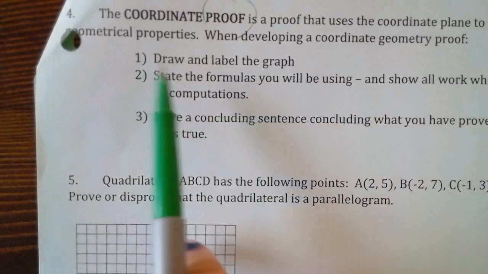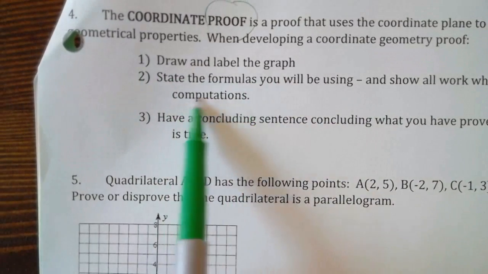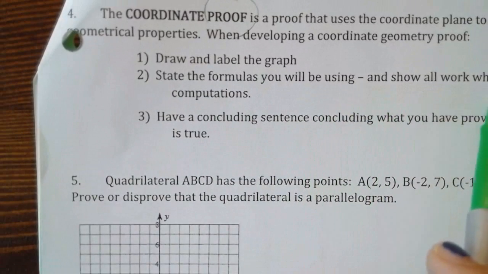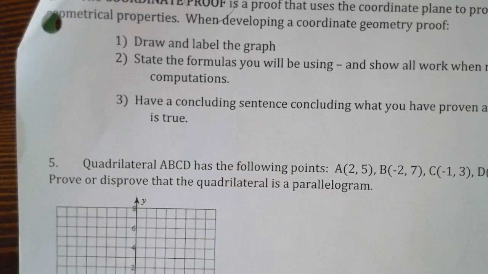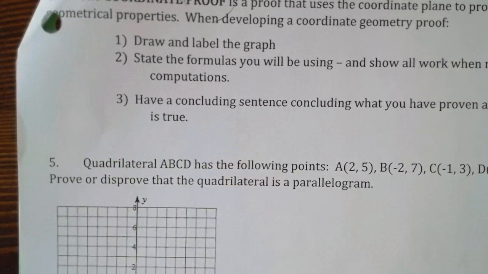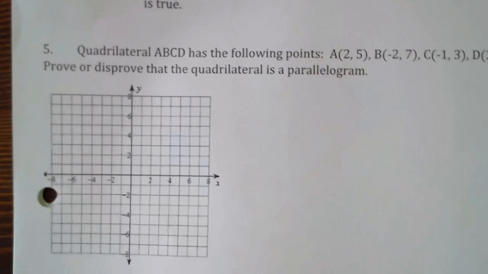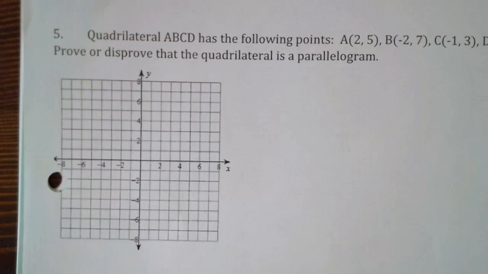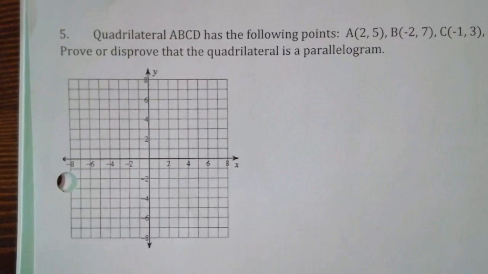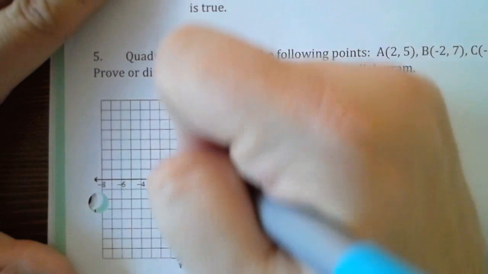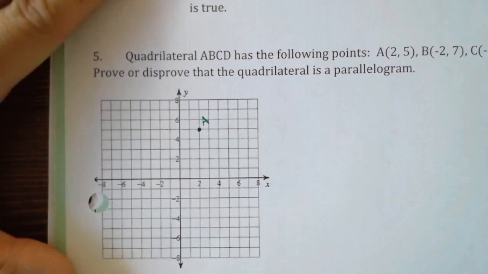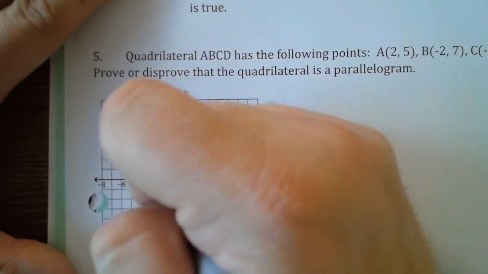Here's how we develop a coordinate proof. 1, we're going to draw and label the graph. 2, we're going to say any formulas we're using and show all of our work, including any computations, and then have a concluding sentence. There we go. Quadrilateral ABCD has the following points. The first thing we're going to do is put them on the graph and make sure the A, the B, the C, the D are on the graph. So A is 2, 5. B is negative 2, 7.